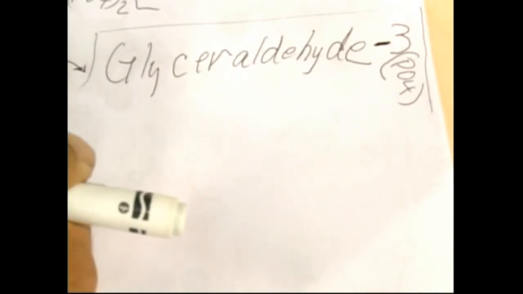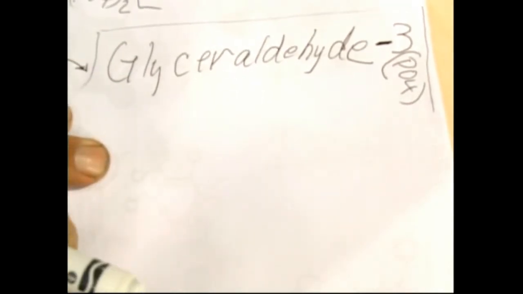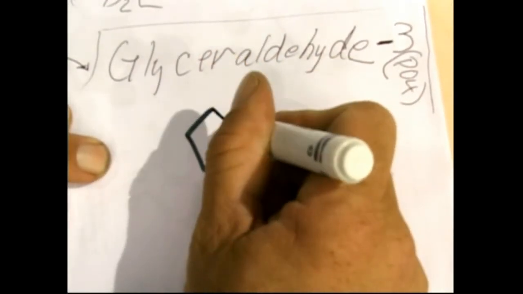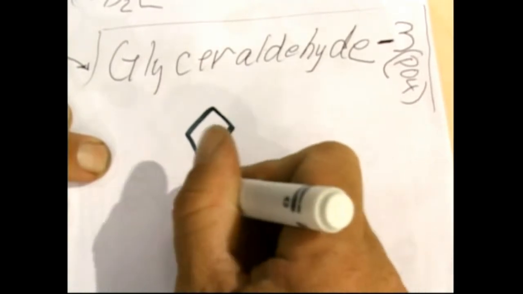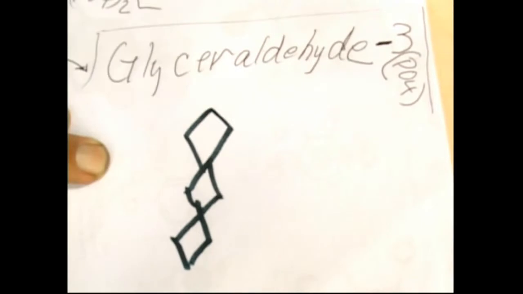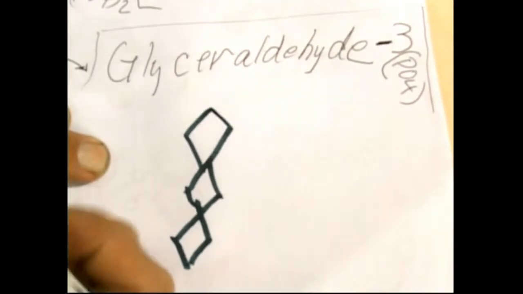Glyceraldehyde 3-phosphate. So let's start with drawing glyceraldehyde 3-phosphate. There's only 3 carbons to this. The phosphates are going to be the confusing part. So the first thing we're going to draw is just 3 diamonds. 1, 2, 3. 3 diamonds.